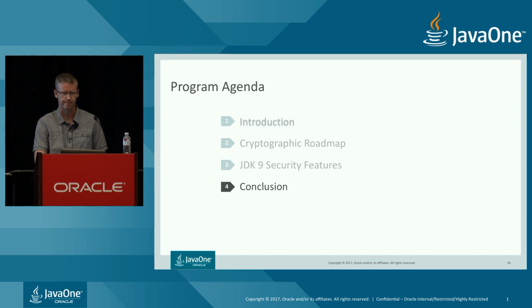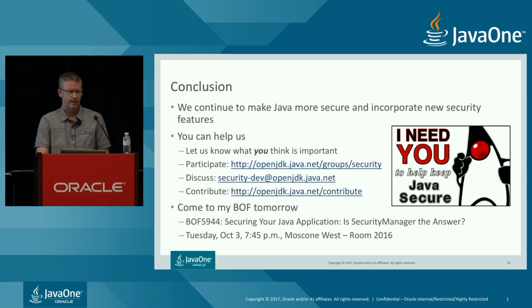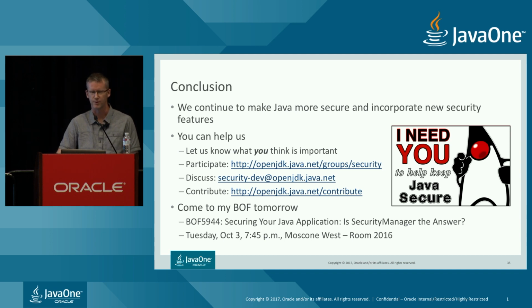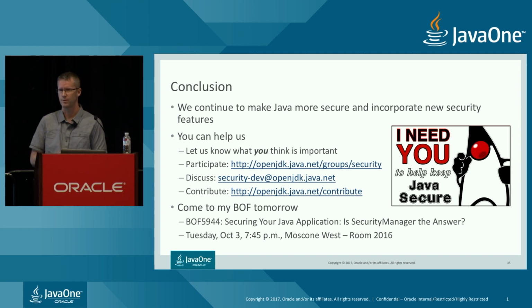Okay, conclusion. So overall, we continue to make Java more secure and incorporate new security features. Going back to those 2 goals at the beginning of the slide, I hope you come away with a strong feeling that we're continuing to make the JDK more secure by default and incorporate security features that help you build secure applications.